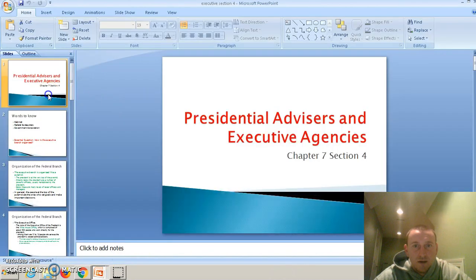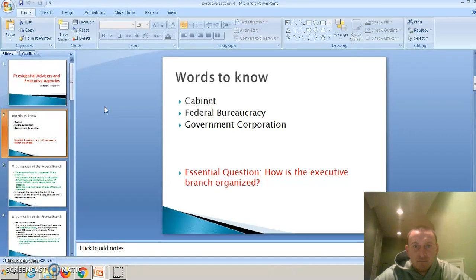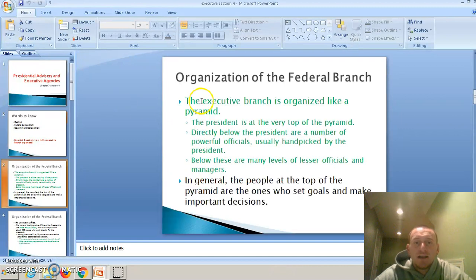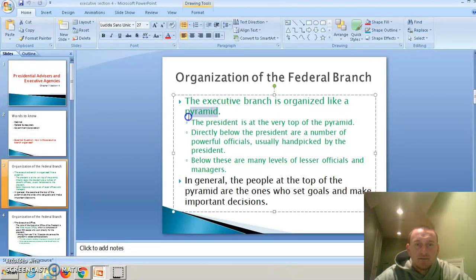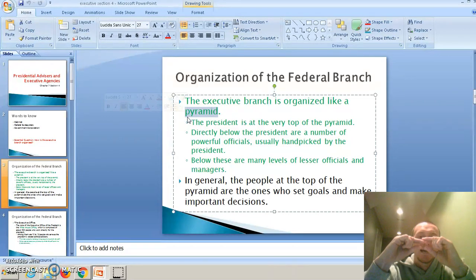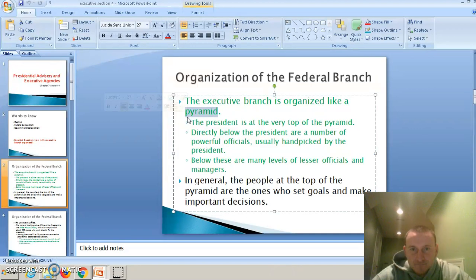Section 4, real quick. Federal bureaucracy is a big word, the cabinet. Know the executive branch is like a pyramid. We got our pyramid. At the top, we got the president. Then we got the vice president. Then we got the cabinet. How many are in the cabinet? There's 15.